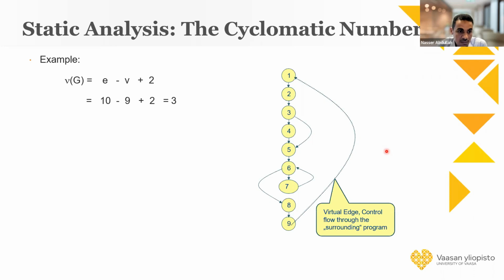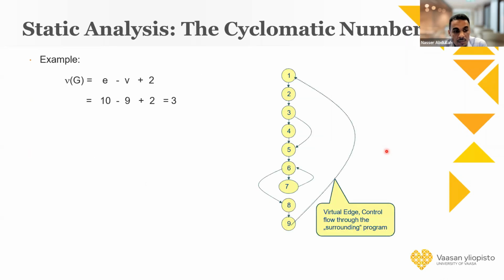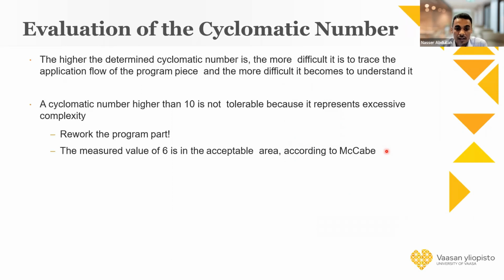Here is an example. We have 9 edges, which are the lines, minus 9 nodes plus 2. So the cyclomatic number is 3. So what can we do with this number? In evaluating it, based on some studies, if the number is higher than 10, your application is complicated.